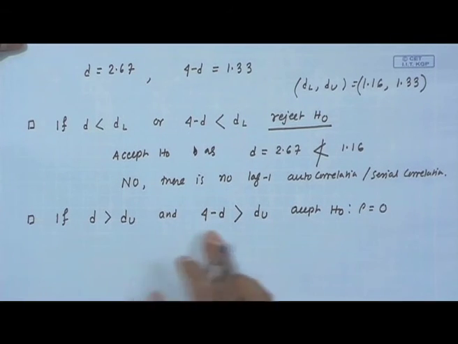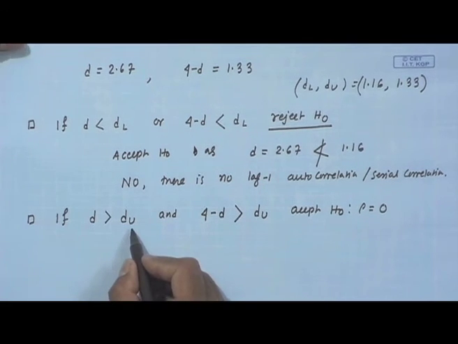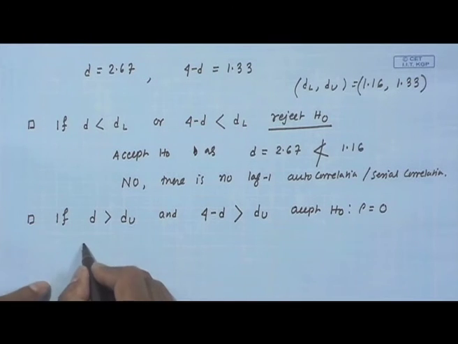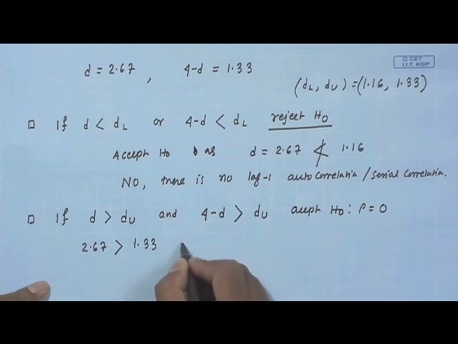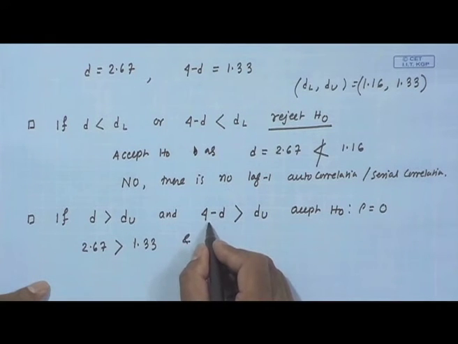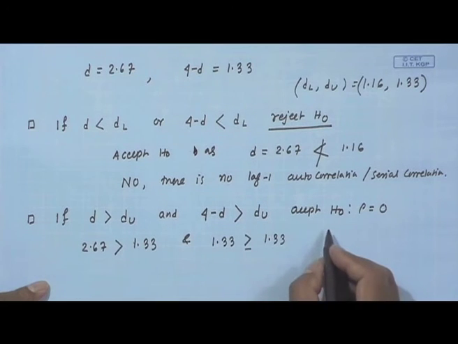Is it so? This is the test in terms of dU values, d upper values. So d is greater than dU, yes, d is 2.67, which is greater than dU 1.33, and also my 4 minus d, which is equal to 1.33, is greater than or equal to dU, that is 1.33. So both are true. So we accept H naught.